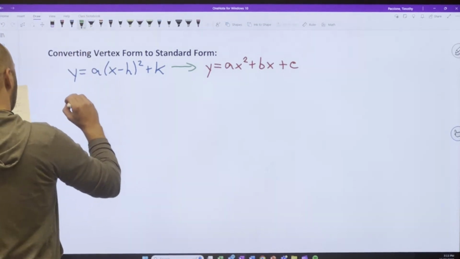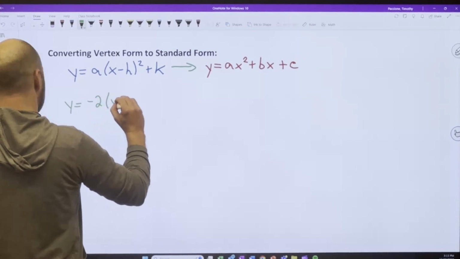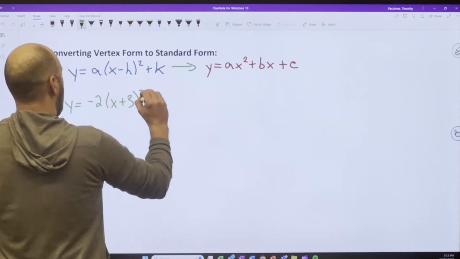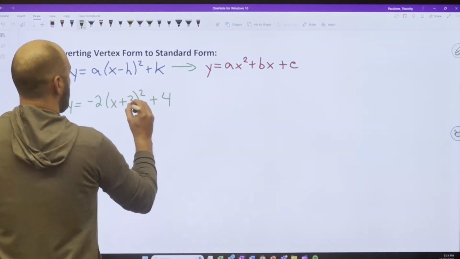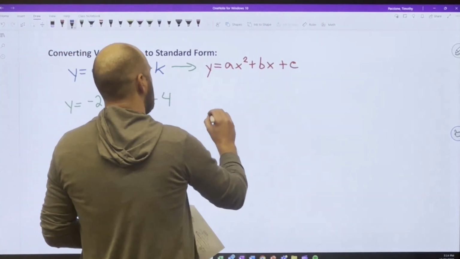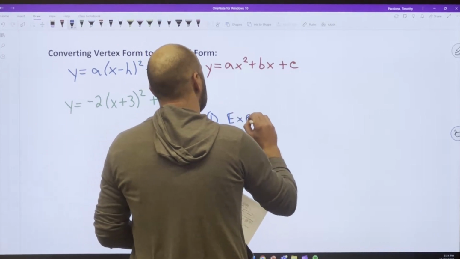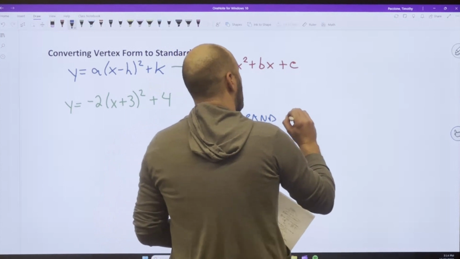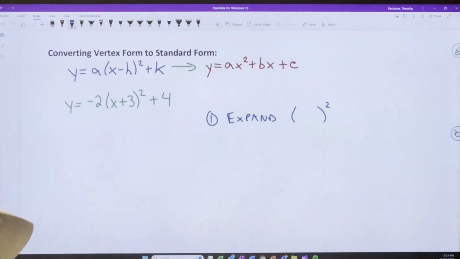Let's say you started with y equals -2 times x plus 3 squared plus 4. Okay? And you're trying to get that to be standard form, ax squared plus bx plus c. Right now it's in vertex form. Okay? Your first step, and this is why we practice this in our homework, is you expand your squared parentheses. Okay? You pull them apart.